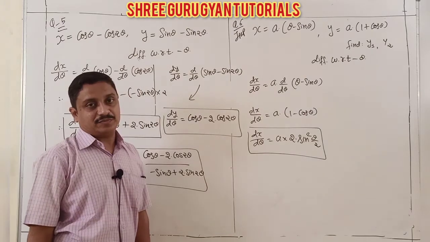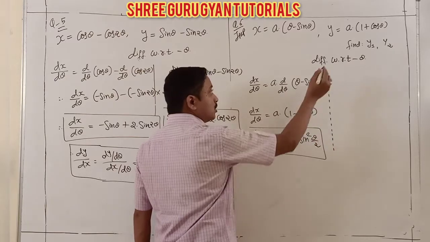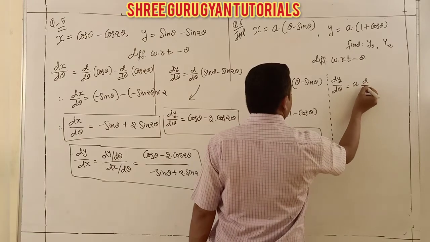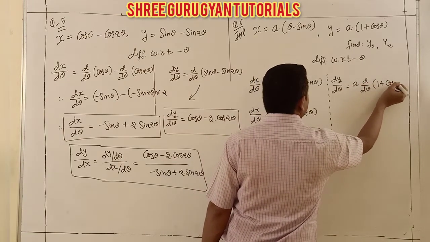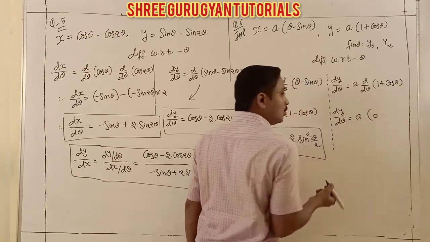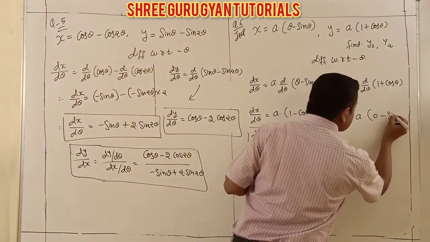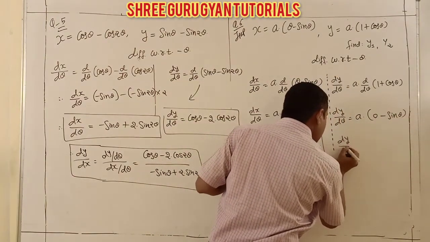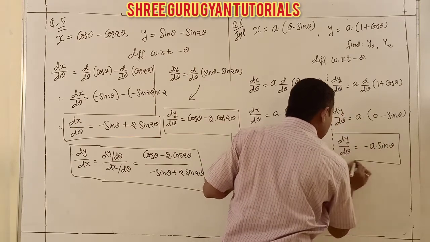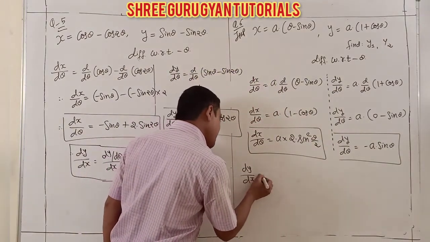And that is the first dx by d theta, 2a sin square theta by 2. Same is dy by d theta. Here a as it is, d by d theta of 1 plus cos theta. So same application, students. A same, here 0. Now just revise the cos theta derivative. It is minus sin theta. So what is the d by d theta? Minus a sin theta.